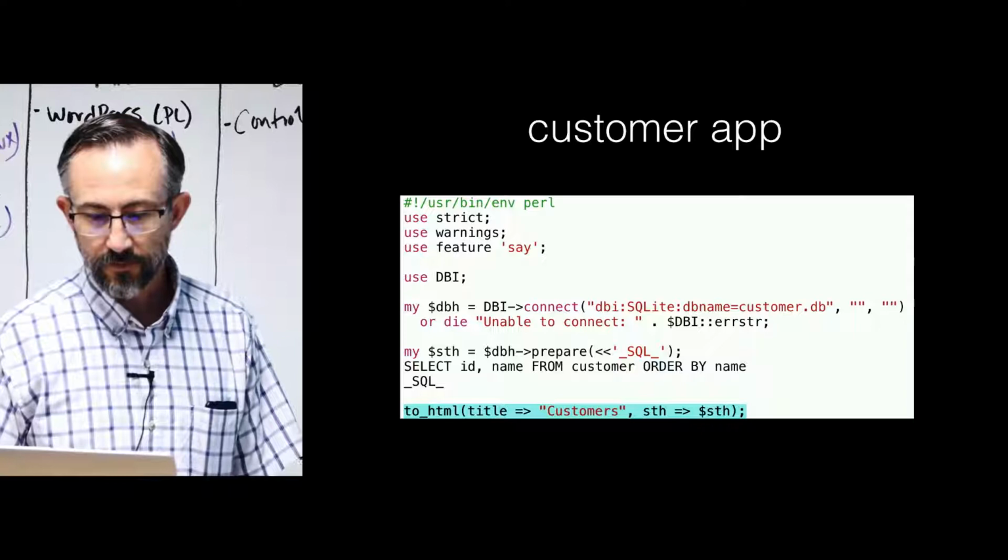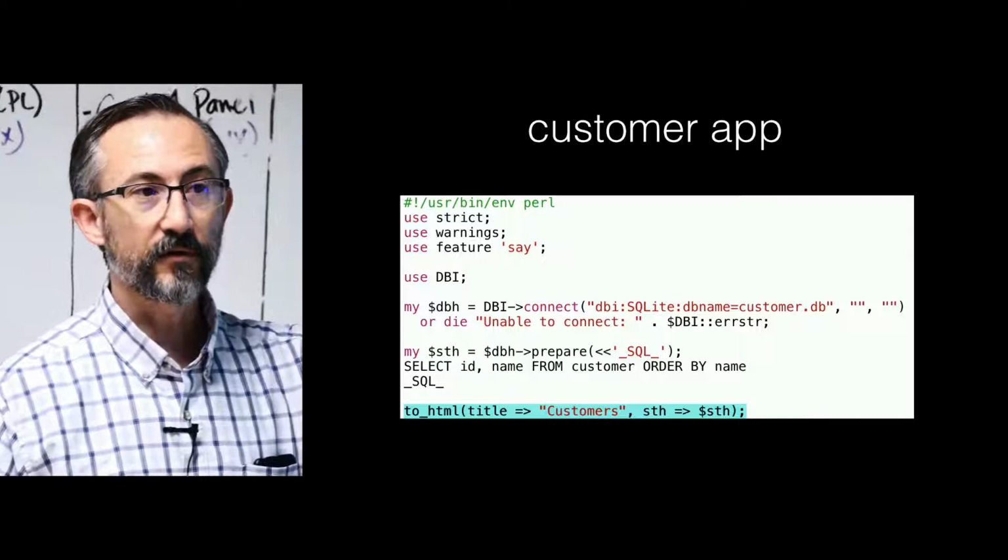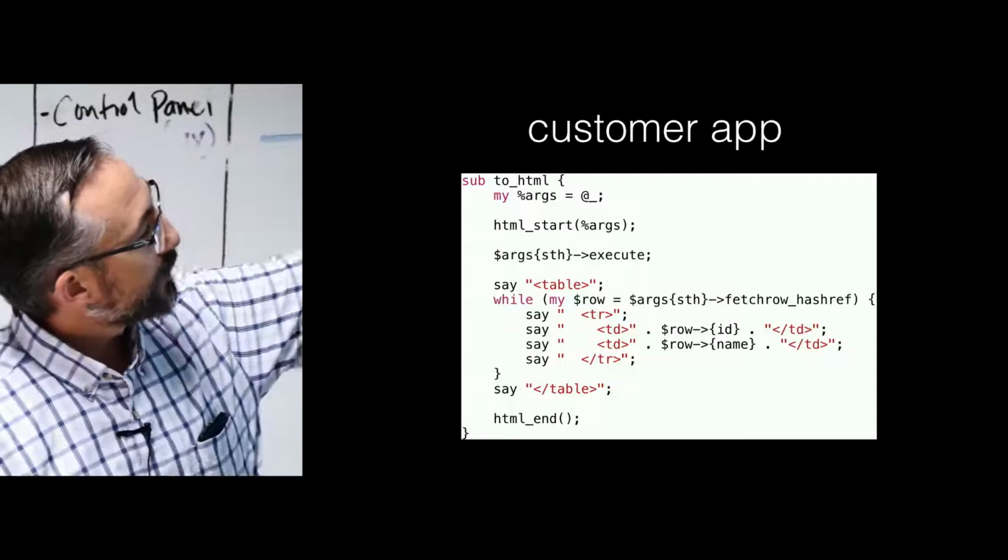And this is the toHTML method here. We receive some arguments. I'm going to flip back one slide. You can see the arguments we're passing in are title, and we're passing in the statement handle, because that's where the data is for the rows that we need in our HTML table. So we receive those arguments and put them up in %args.